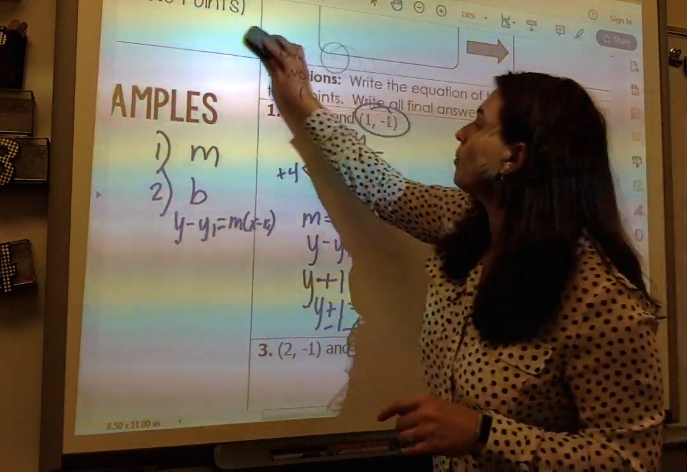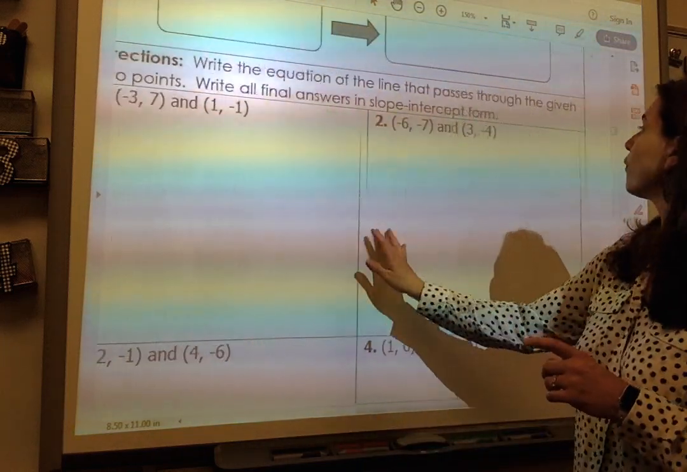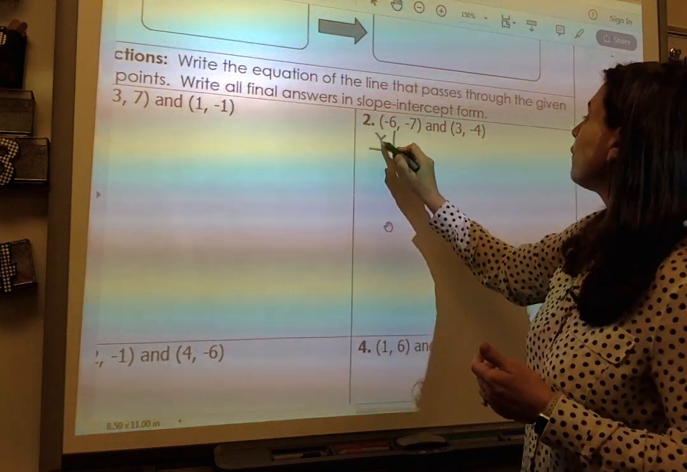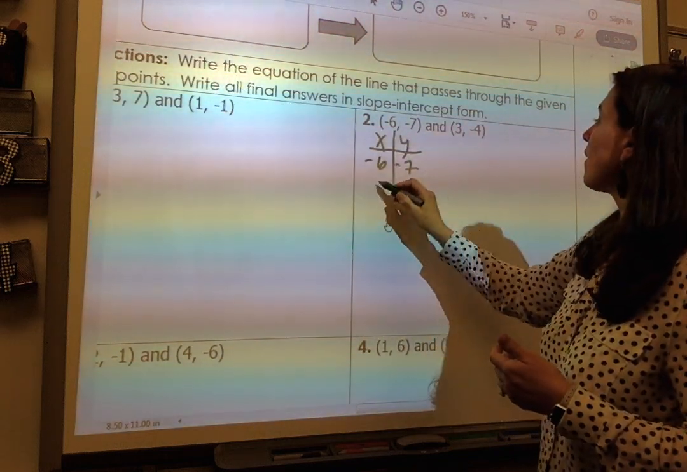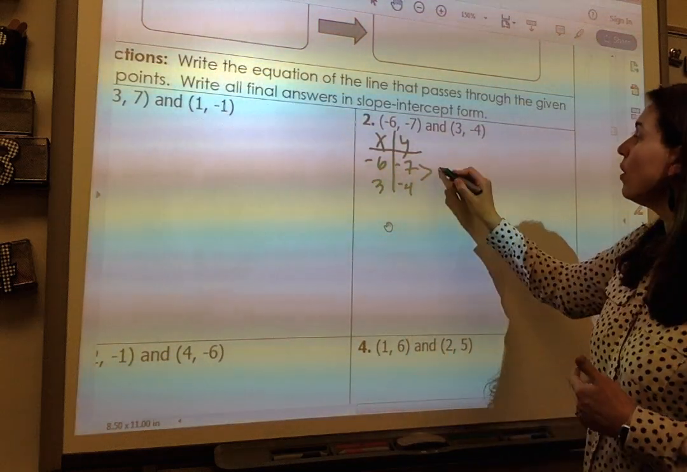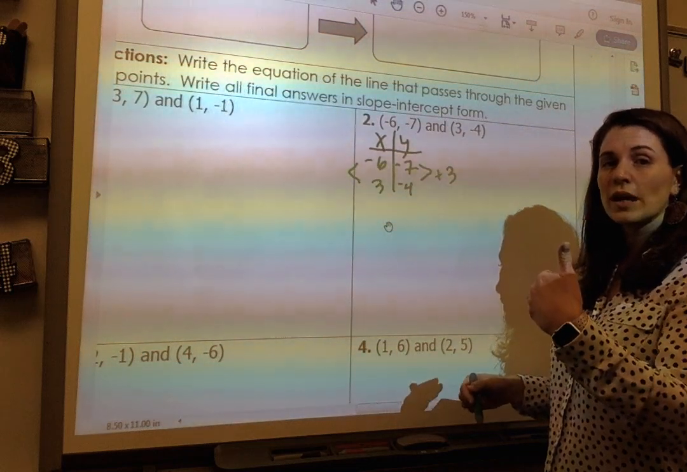All right, I'm going to do number 2, and now I'll use the shortcut way. I still need to find my slope. I can't get around that. So I'm going to find my slope with -6, -7, 3, -4. How do you get from -7 to -4? You add 3. And how do you get from -6 to 3?